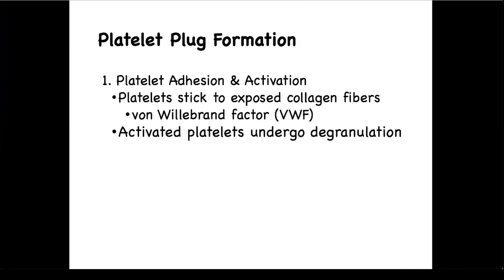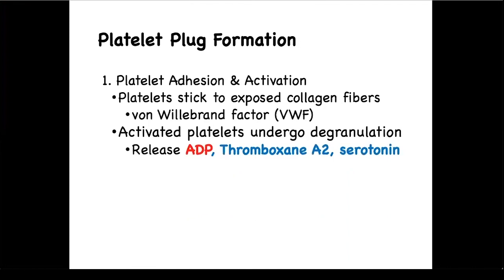Once the platelets do this, they become activated and undergo degranulation. What this means is that they release chemicals that are stored within granules. These chemicals include ADP, adenosine diphosphate. This should look familiar to you. Recall that ADP plus phosphate makes ATP. Thromboxane A2 and serotonin. Recall from the previous slide that thromboxane A2 and serotonin bring about vasoconstriction.